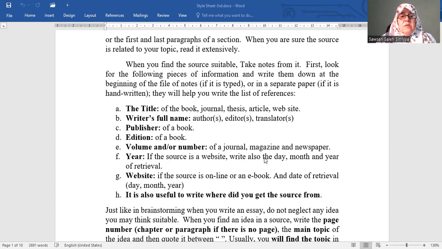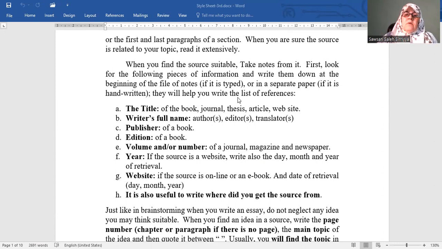When you are sure the source is related to your topic, now you read it extensively. My point is that some students are usually, let us say, afraid because this topic will be complicated. They have to read lots of books. No, you don't need to read lots of books. You read the things which are related to your topic only. Skim first, check that the source is related to your work, and after you skim the first sentence and the last sentence, you read them if they are related to your work.